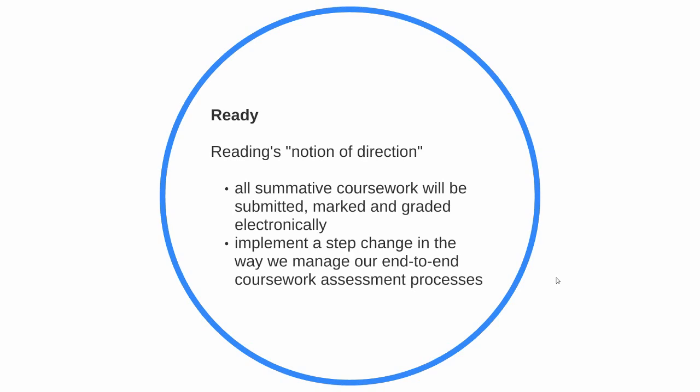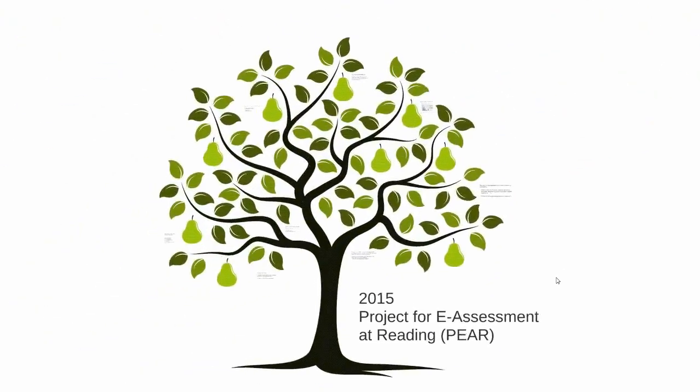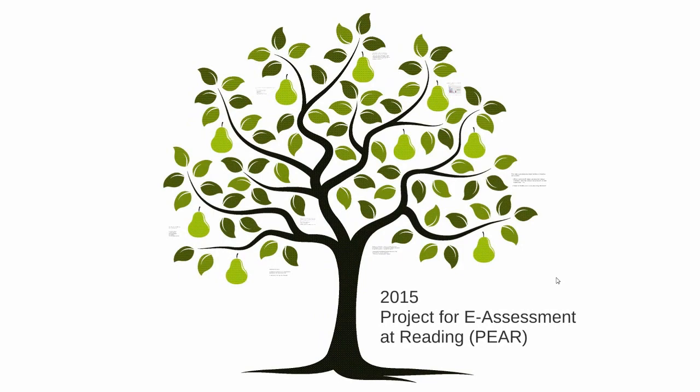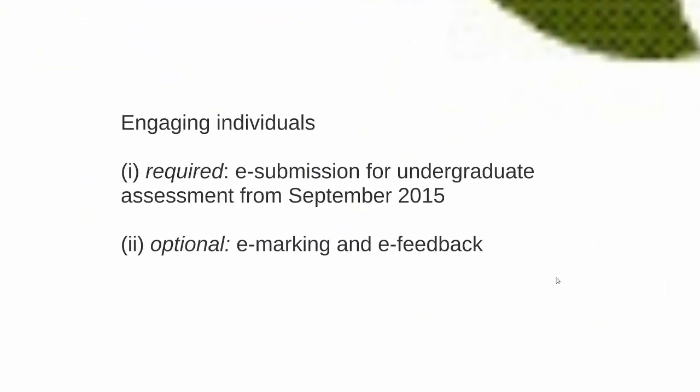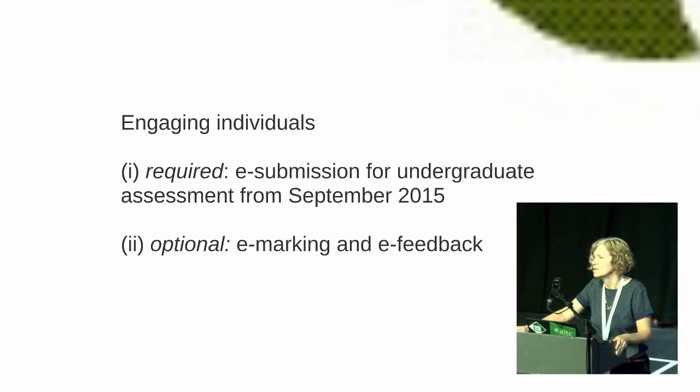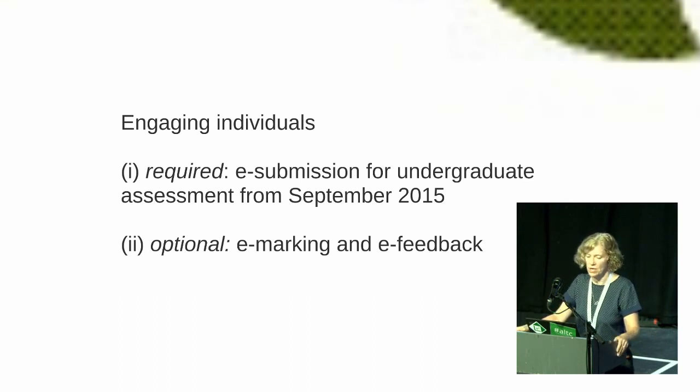In terms of the fire phase, we created a small project that lasted for around a year in 2015 called PAIR, the Project for E-Assessment at Reading. And this was on the surface quite a simple project. There were 2 real aims here. One was that we wanted to require all staff, even those who hadn't engaged with e-submission so far, to ensure that all student work was submitted online. So that would bring everybody up to a base level. And then the other part of PAIR was an optional requirement to engage in e-marking and e-feedback. So this wasn't about trying to bring huge institutional change, but it was about working with individuals and trying to move them forward.